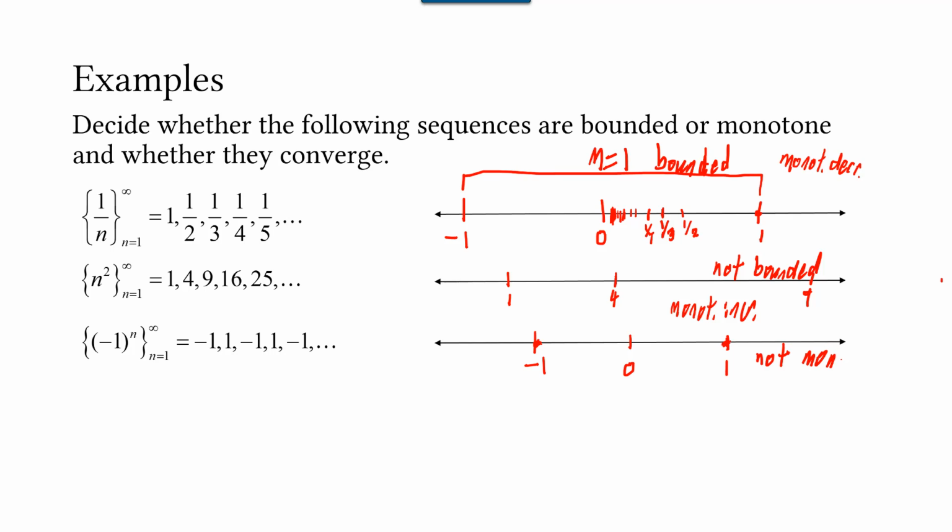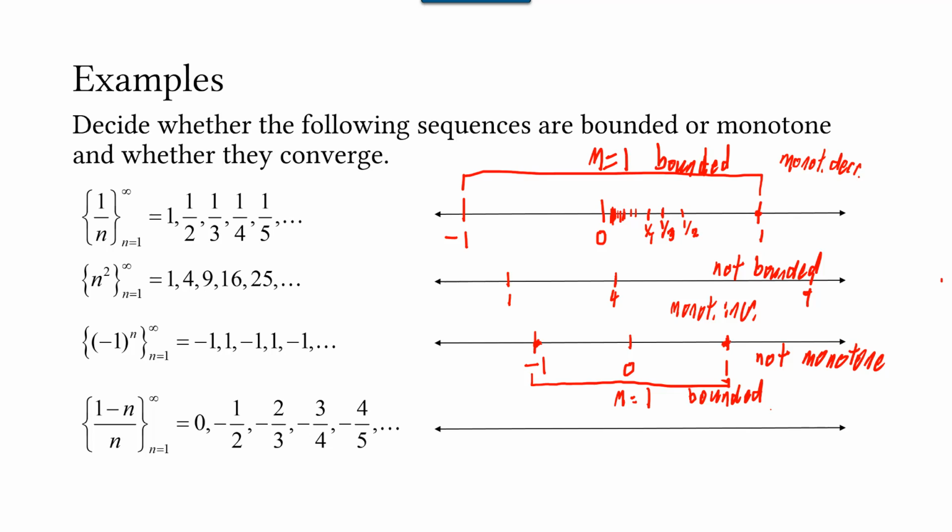So not monotone, but it is bounded. And we have a lot of choice for what we could use for our capital M. Here we may as well use M equal to 1, because every member of the sequence is stuck between minus 1 and 1. All right, so since we were able to exhibit a capital M, we can now state that the sequence is bounded.